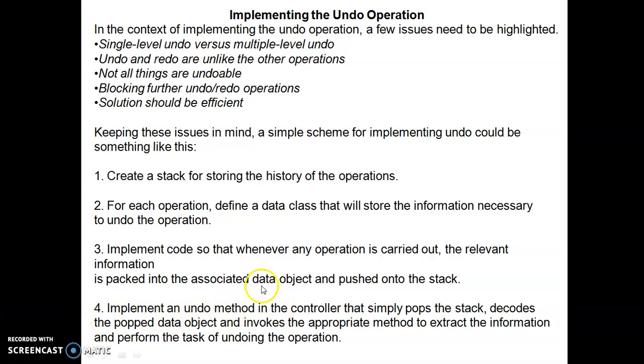Implement an undo method in the controller that simply pops the stack, decodes the popped data object, and invokes the appropriate method to extract the information and perform the task of undoing the operation. So here, the task of undoing is performed by making use of a stack operation. Some of the items will be inserted onto the stack. If you perform an undo operation, the most recent one will be popped and shown to you. So that much is the undo operation.